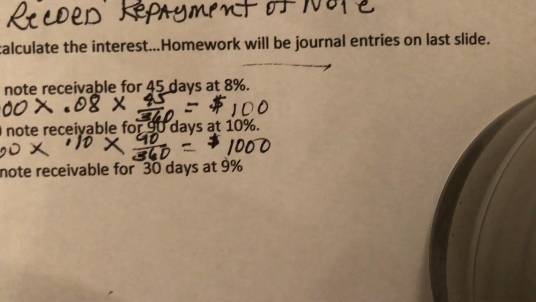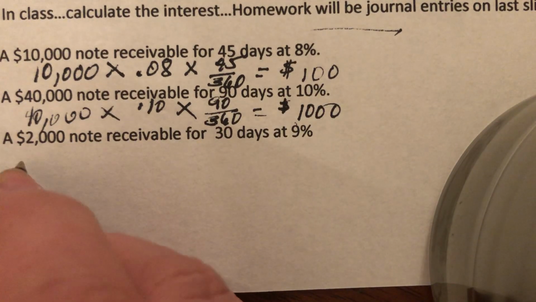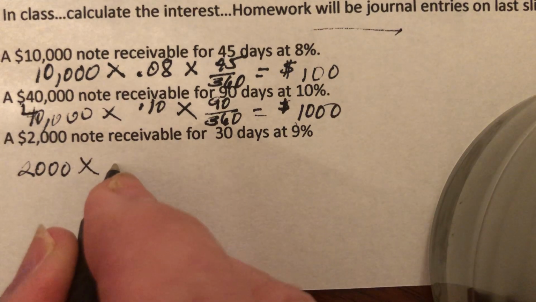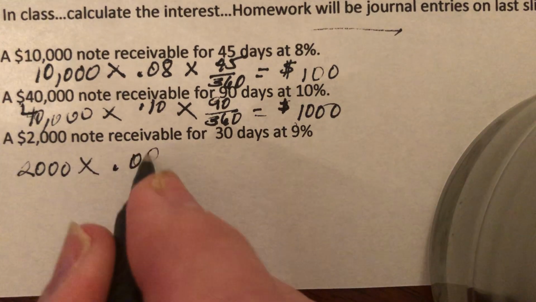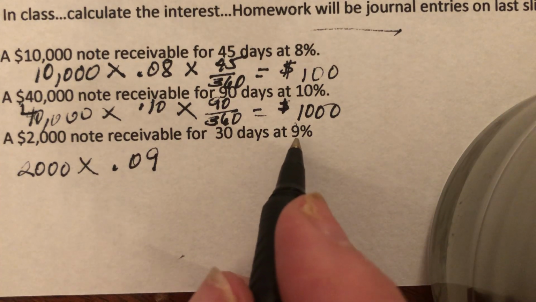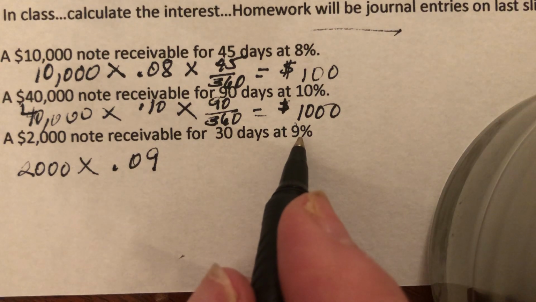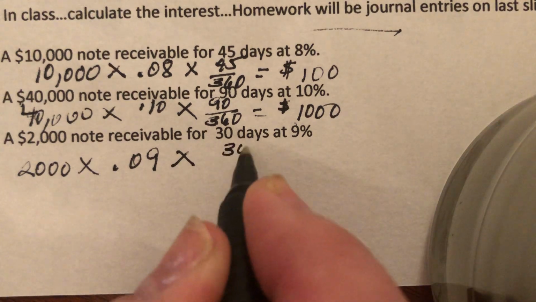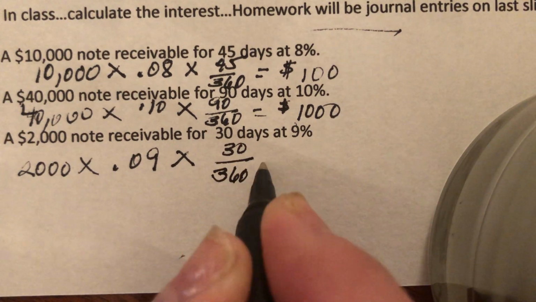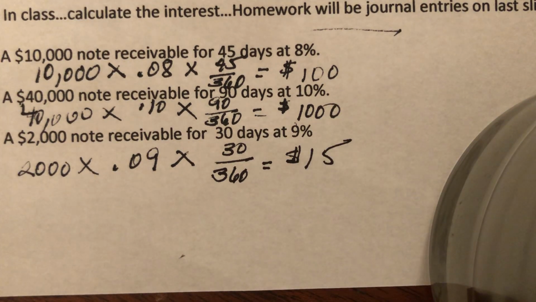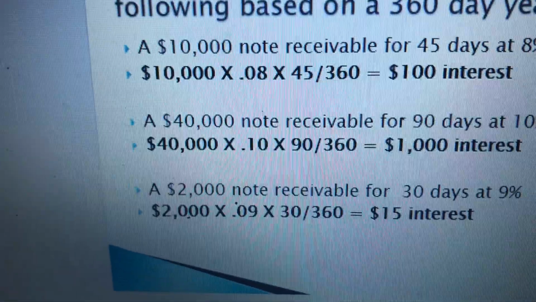And then we have one more. $2,000 times 0.09, because you're going 2 places to the left from wherever the percent sign is. Right before that's where your decimal is, and go 2 places to the left. Then times 30 days divided by 360. And that will be $15. All right, all those calculations are in your PowerPoints.